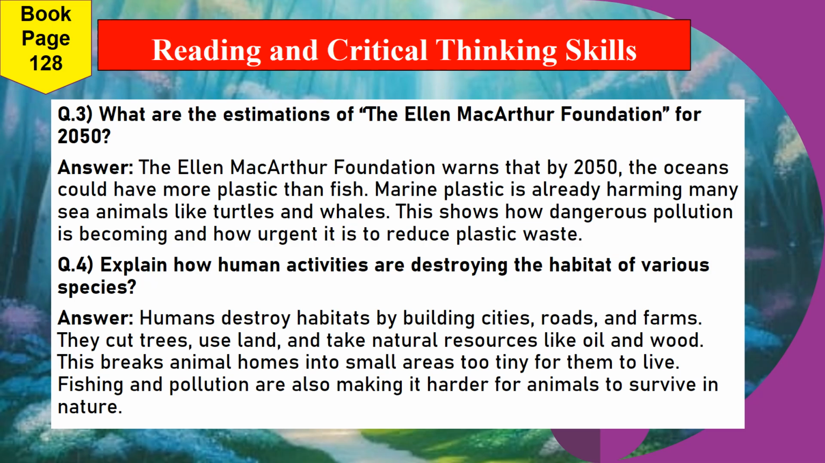Question 4. Explain how human activities are destroying the habitat of various species. Answer. Humans are damaging natural habitats by building cities, roads, and farms. They cut down forests, land, and extract natural resources like oil and wood. This breaks up animal homes into small spaces that are too small for survival. Pollution and overfishing also make it harder for many species to live and thrive in nature. Okay, so now let's move on to the final questions from this section.